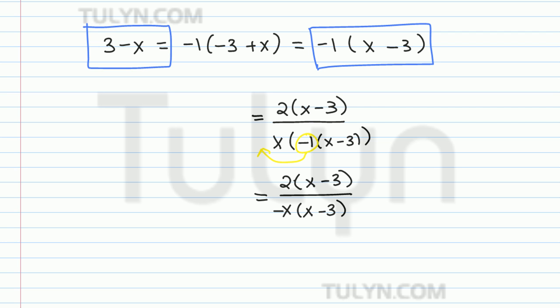So now, notice there's an x minus 3 in the numerator and an x minus 3 in the denominator. So we can cancel those out, and what we're left with is 2 over negative x, which can be written as negative 2 over x if you deem it necessary. So that is how we simplify that rational expression.